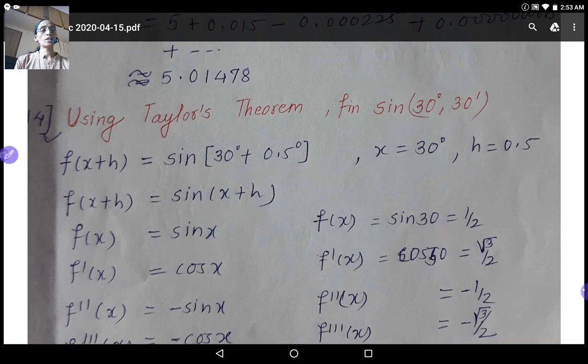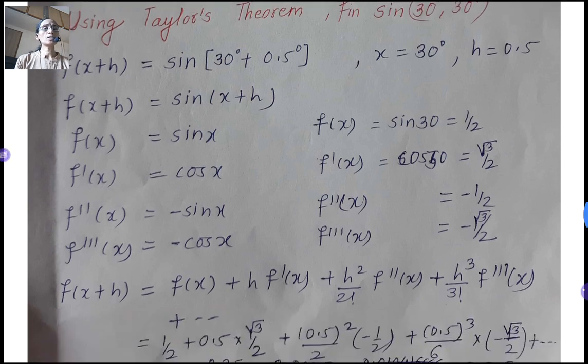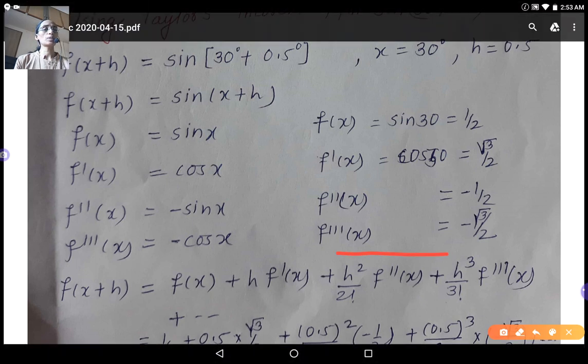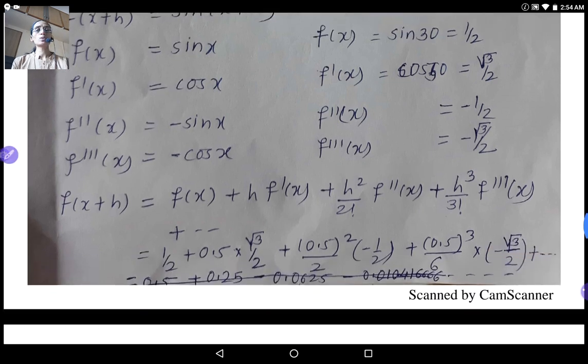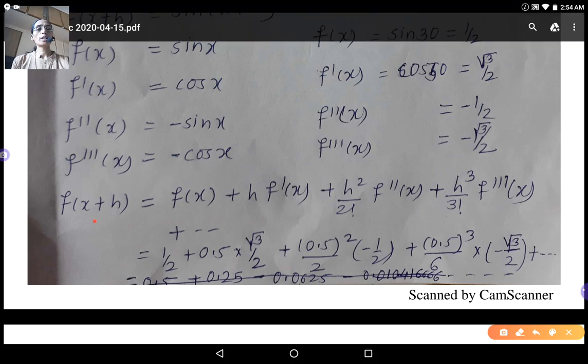In the same way we will find f triple dash of x, that is minus cos x, and its value will be, cos 30 means, minus root 3 by 2. Now what's remaining? You write Taylor's theorem and put in all of the values. Just see what it will be. f of x plus h. The theorem is f x plus h into f dash x plus h square upon 2 factorial f double dash x plus h cube upon 3 factorial f triple dash of x.